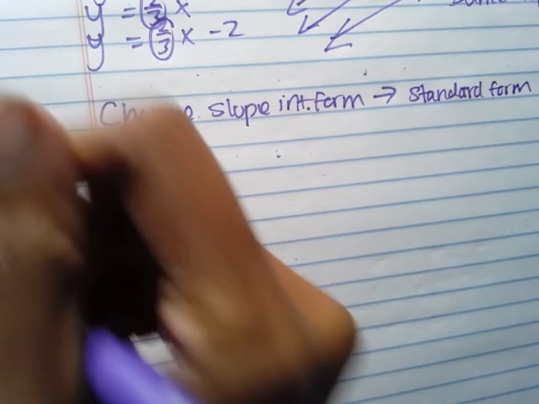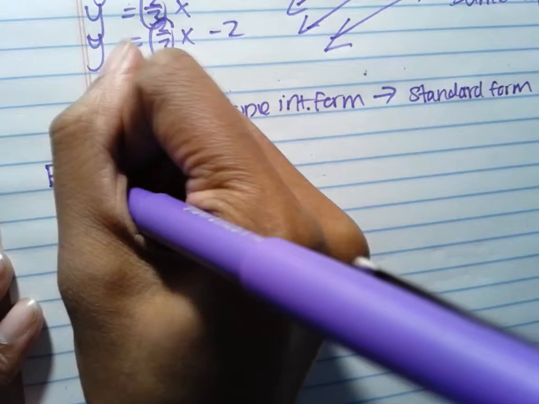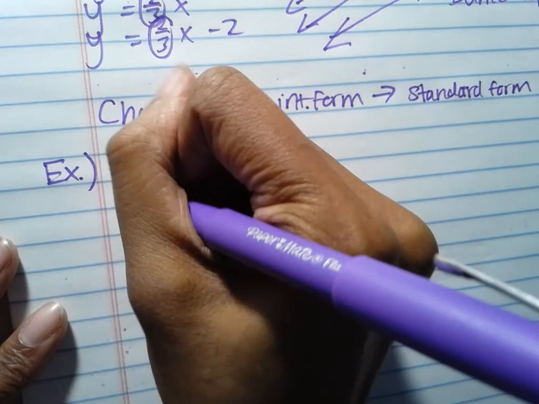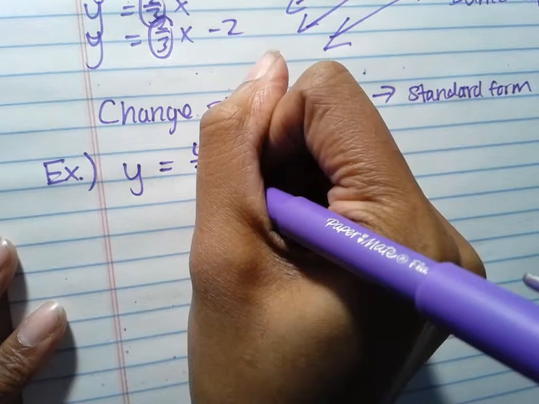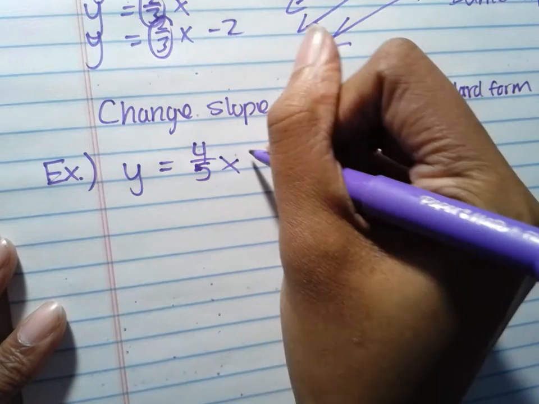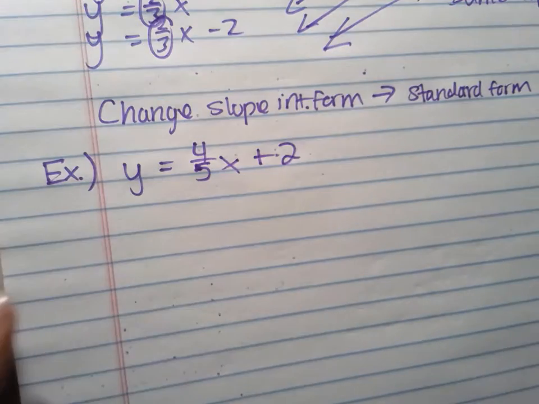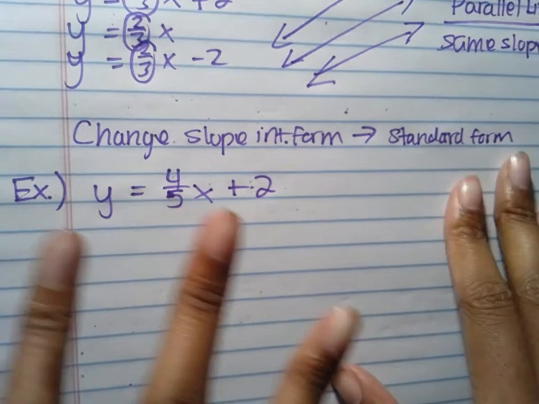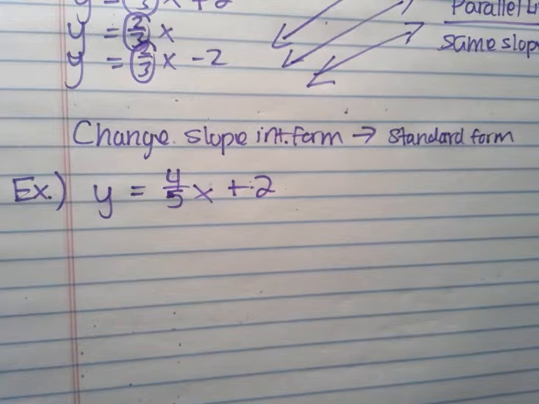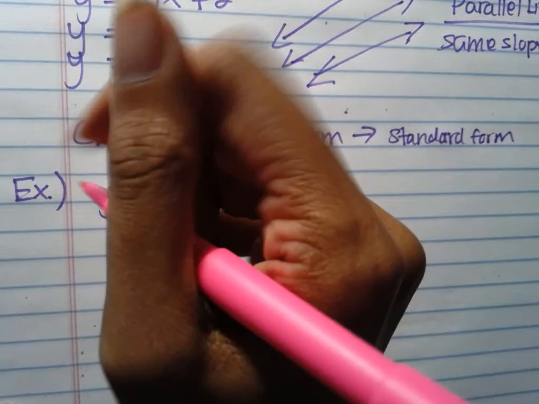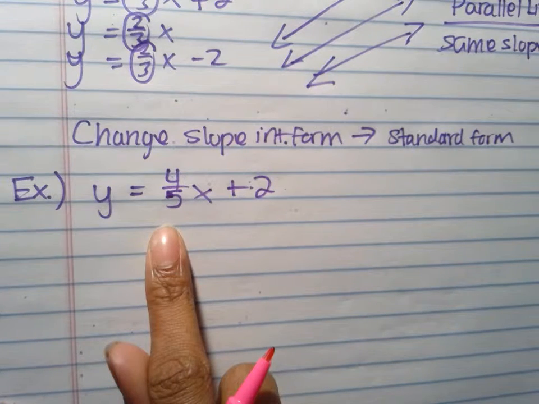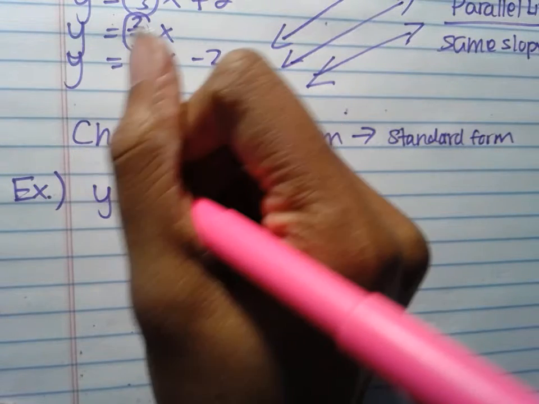Alright, so y equals 4/5 x plus 2. Because I know I want to change it to standard form, and like I said, you never want a fraction in standard form, I'm going to go ahead and get rid of the fraction. So my denominator here is 5. So I'm going to multiply each part by 5.